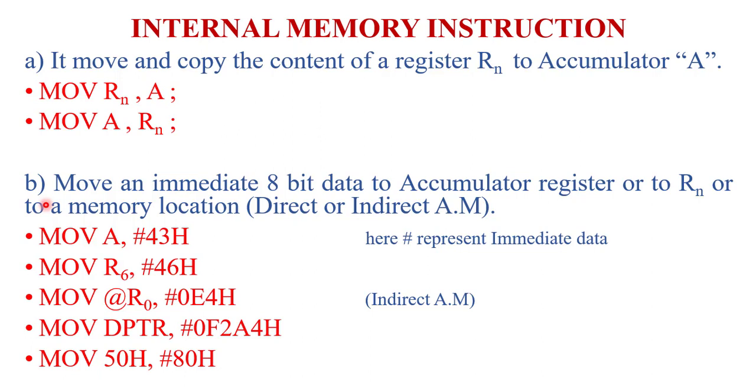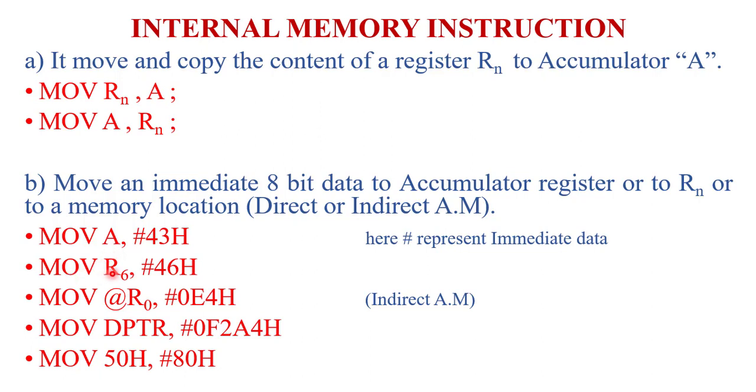Next instruction is, here we want to move an 8-bit immediate data to the accumulator register or to the Rn register or to a particular memory location by using direct or indirect addressing mode. So first instruction is MOV A, #43H. Here hash indicates this is an immediate data and this instruction tells that this immediate data, it means 43H data, is moved or copied into the accumulator register.